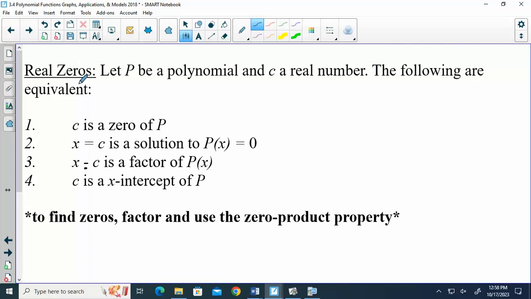Or we could say it's an x-intercept. So a 0 is the same thing as an x-intercept. It's the value that makes the equation equal to 0. When I ask for a factor, that's when you use the x with it.